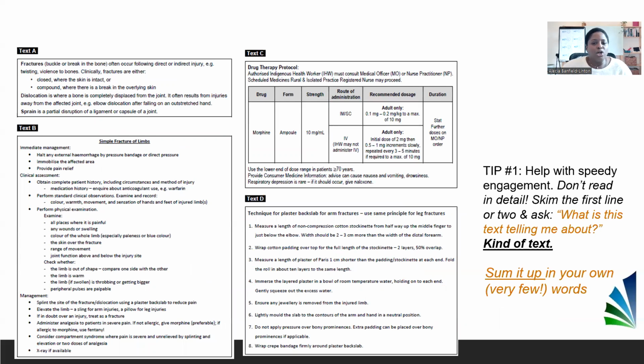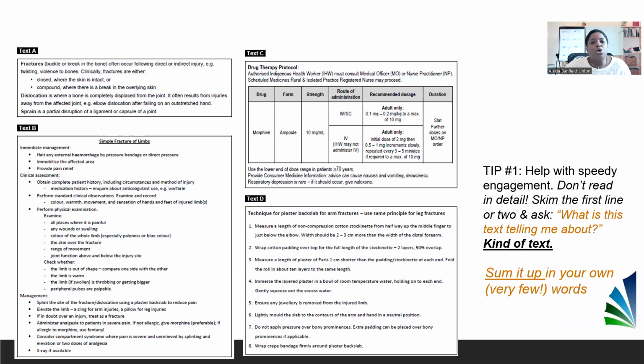So let's now look at an example of what a reading part A may look like. So here's just an example of a reading text A, B, C, and D. Okay, you see here, it's always a common topic. So the four texts always relate to a single topic. And here, as you can see, this is related to fractures. So here on this paper, it's all about fractures. So tip one we're going to look at is speedy engagement.